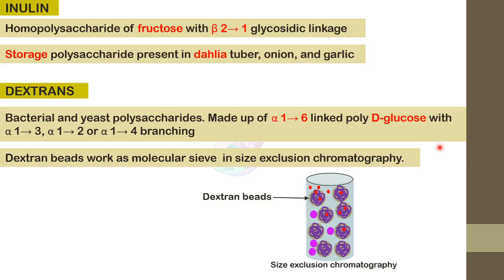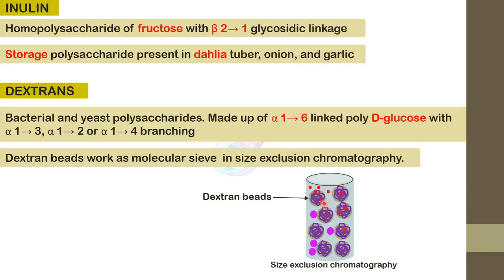Next one is dextrins. This is a bacterial and yeast polysaccharide made up of alpha 1,6 linkage of D-glucose. It has different branching points. It can be alpha 1,3 type of linkage, which is most abundant, and apart from this they can have alpha 1,2 or alpha 1,4 linkage as well. So what is the use of dextrin? Actually, during gel filtration chromatography or size exclusion chromatography, we use dextrin beads to separate molecules on the basis of their molecular weight.